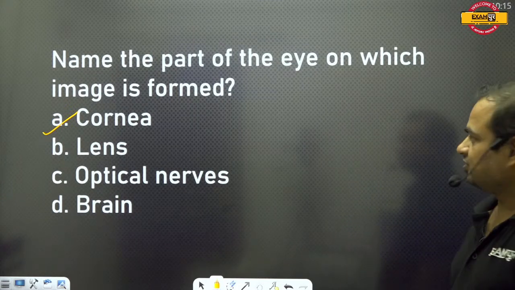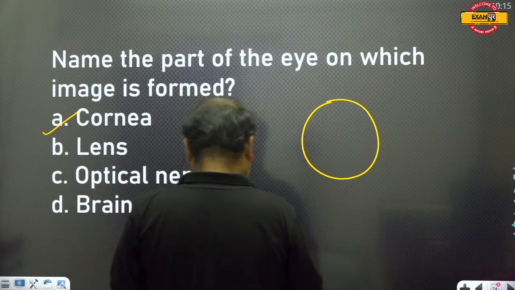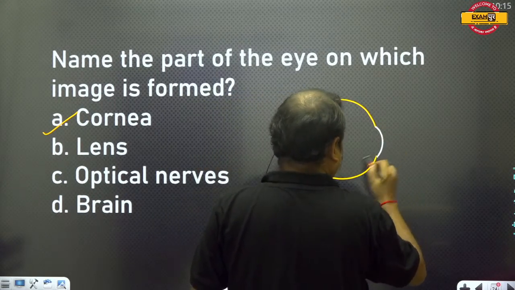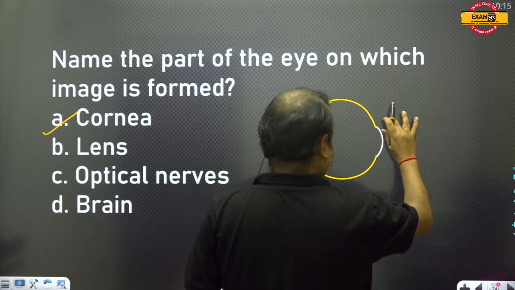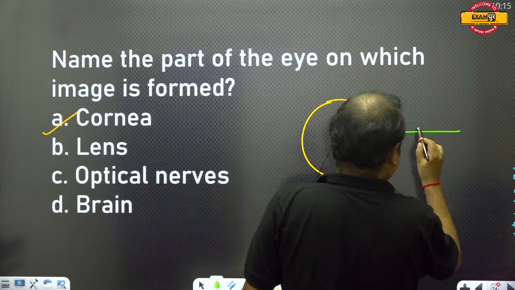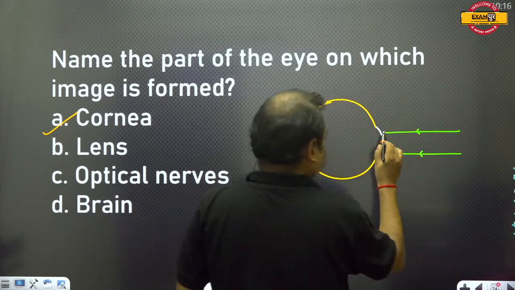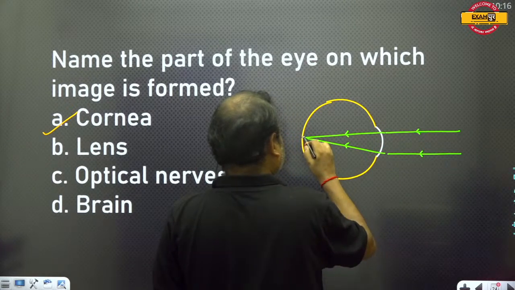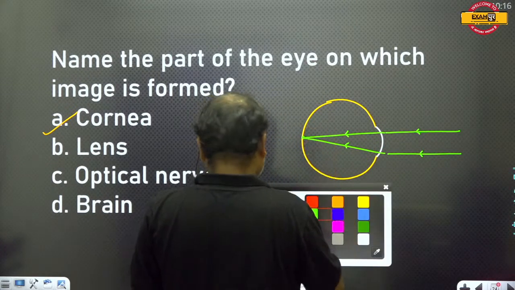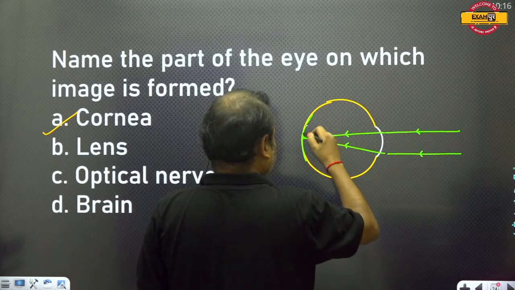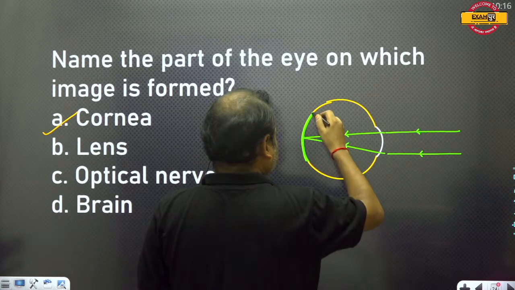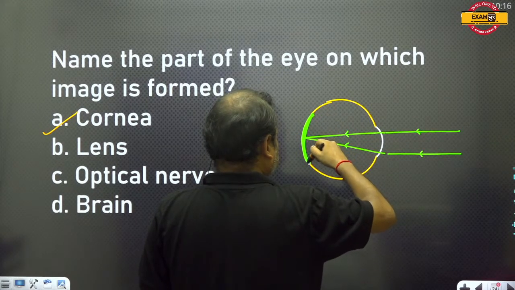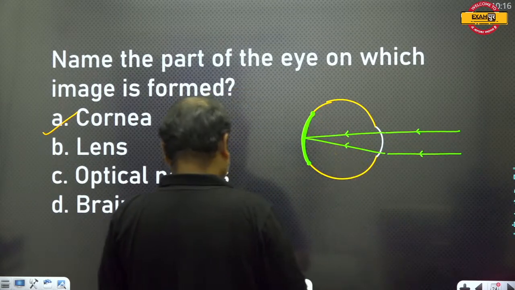Okay, so this is the eye, and this is the lens. Light rays coming from the object enter into the eye like this, and form an image on the screen like this. These two light rays come and form the image on this portion. And this portion is known as what? This portion is known as cornea, or this is just like a screen.